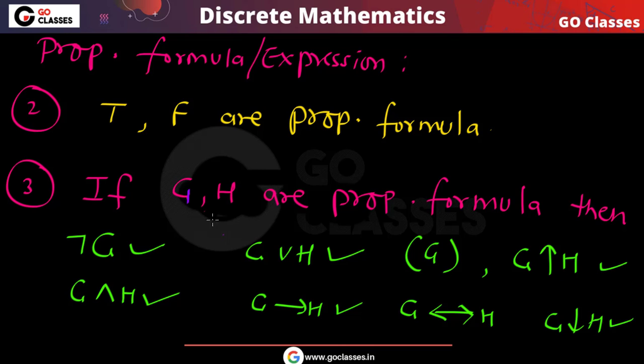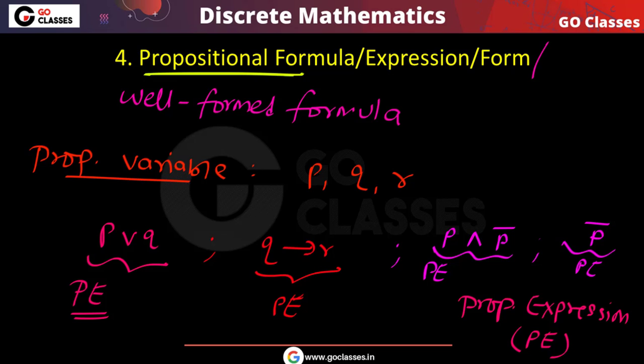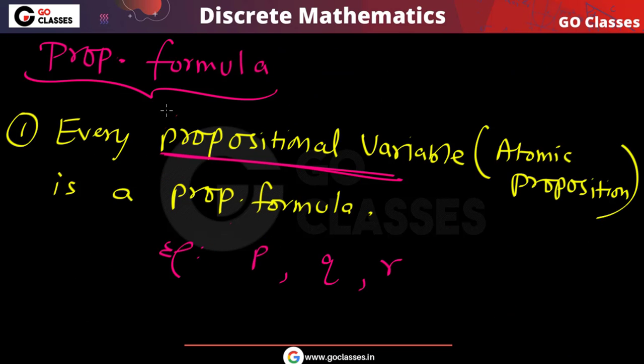So if G, H are propositional formulas, then you can do the negation, conjunction, disjunction, implication, biimplication, NAND, NOR, or also exclusive OR. Basically all these are propositional formulas. So the definition is very simple. What is a propositional formula?